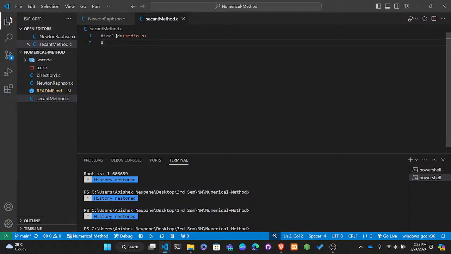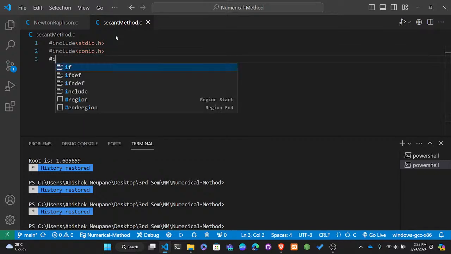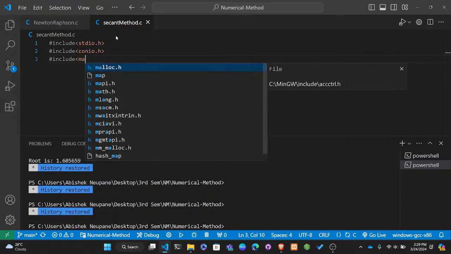I want to zoom this because it will be easier to see. Include, we are using math functions, so let's include math.h.